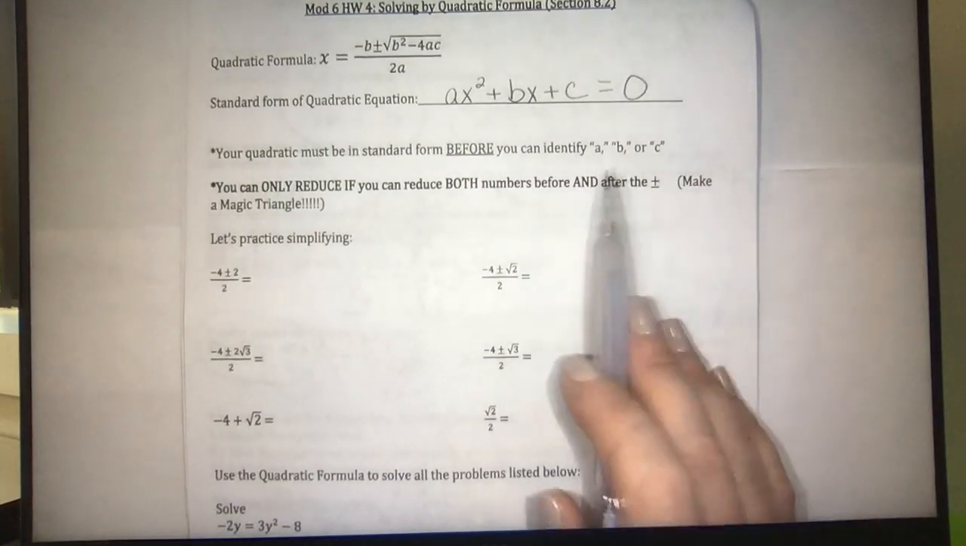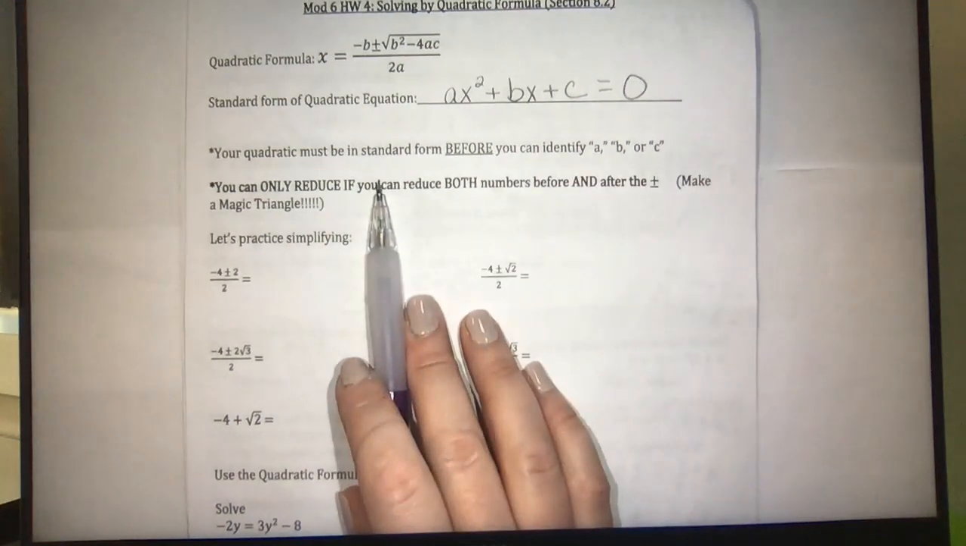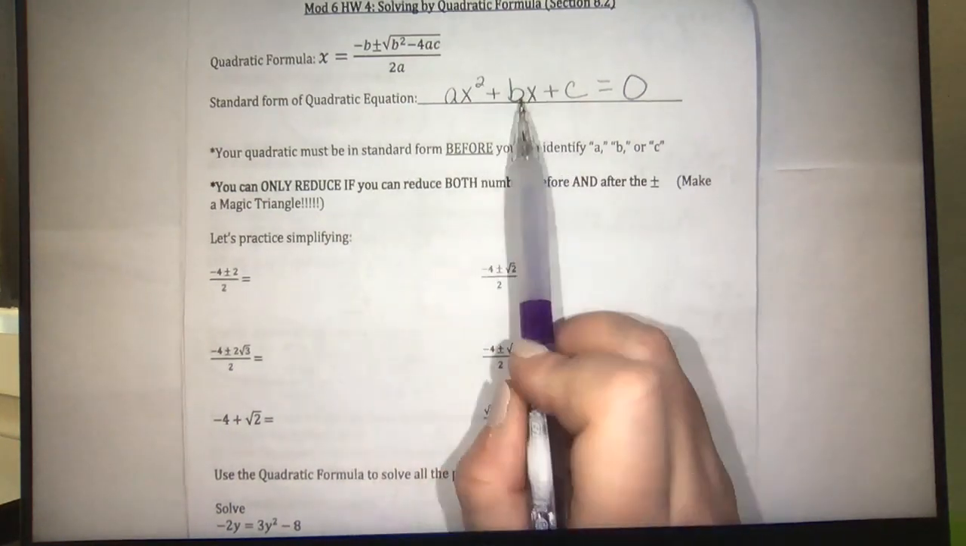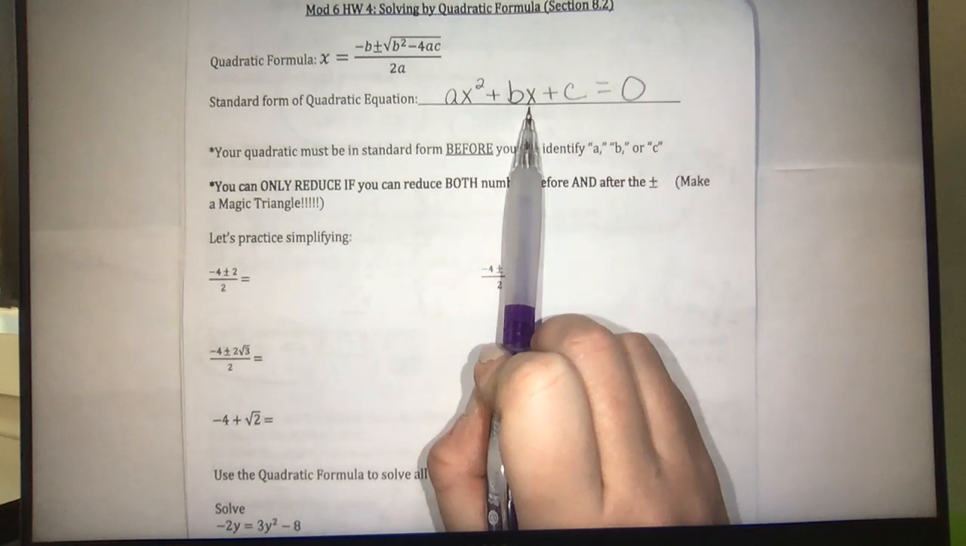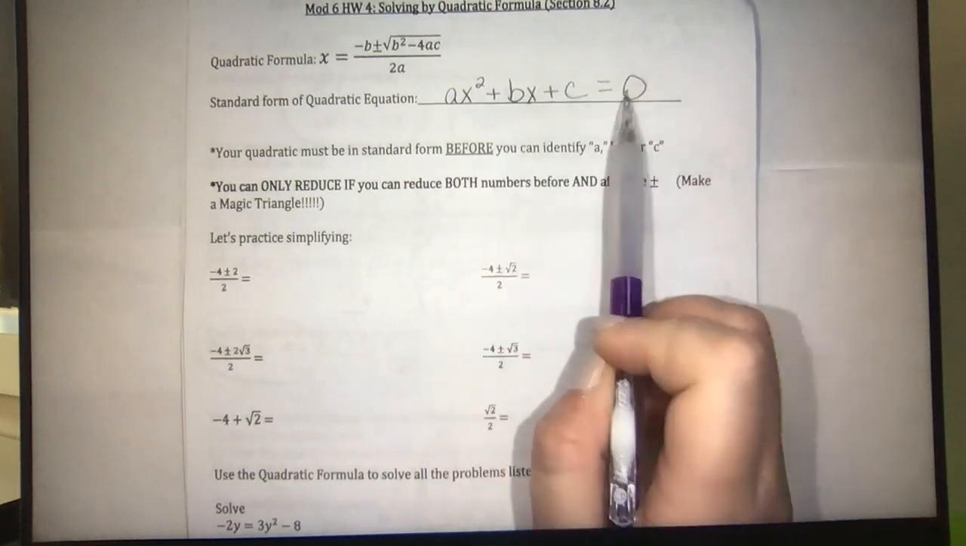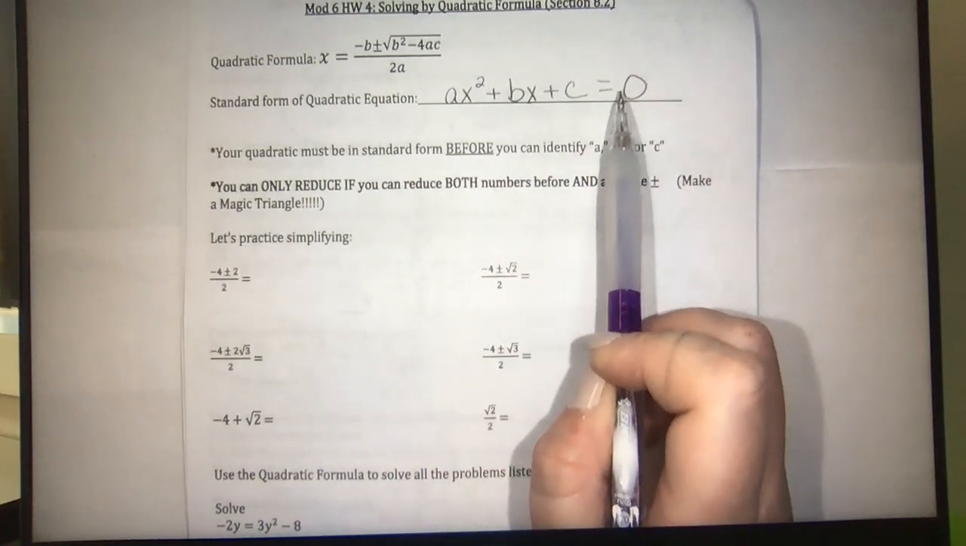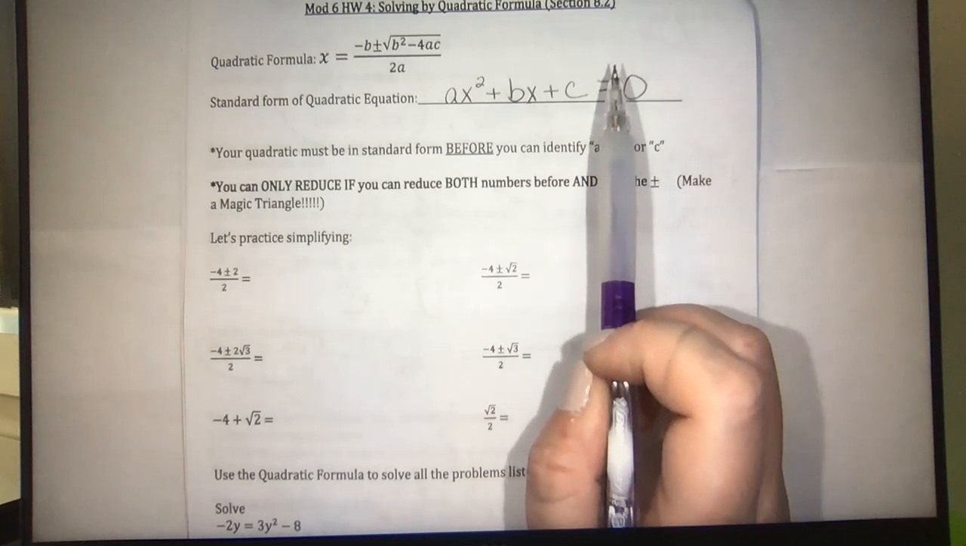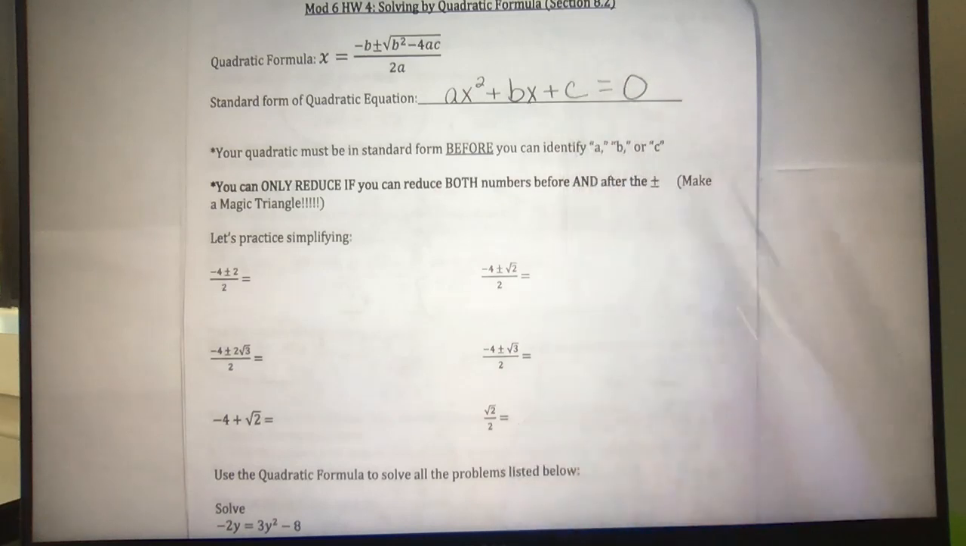All right, so before you tell me who's A, B, and C, you need to have your equation in this form. You need to have it equals 0 on one side. Please, please, please do not try to tell me what's A, B, and C when you have stuff on each side, because you don't know. The signs are going to be wrong and it's going to mess you up. So move everybody to one side before you do that.